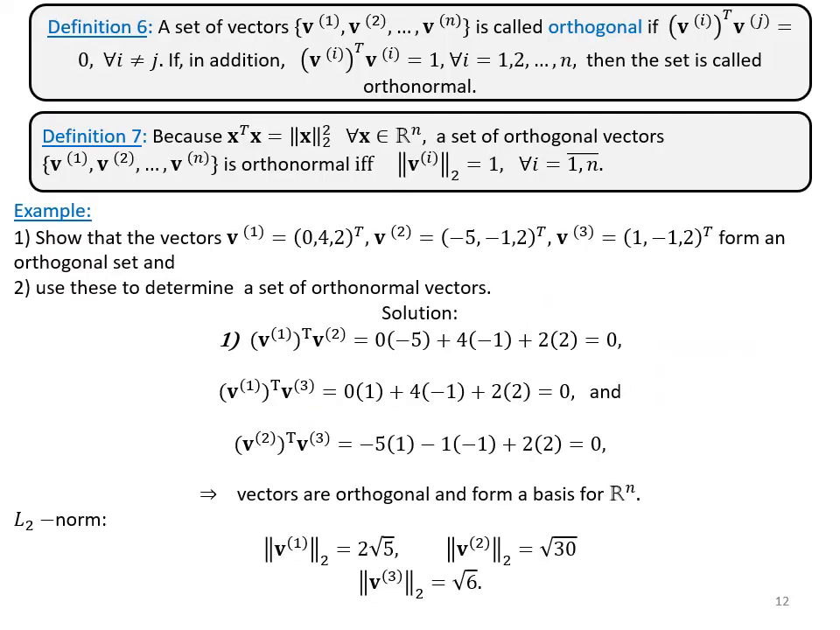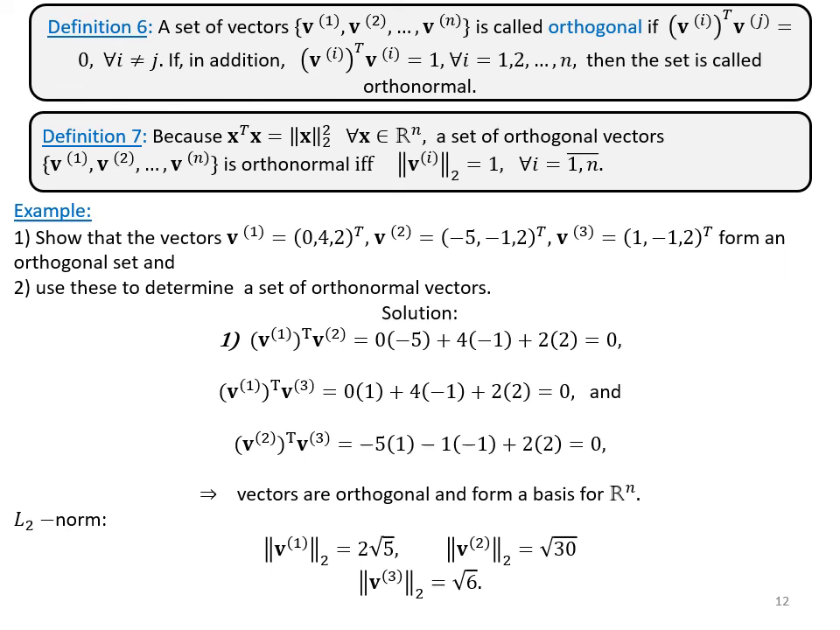Another important definition is the following. A set of vectors v1, v2, ..., vn is called orthogonal if the product of the transposed ith vector v and the jth vector v equals 0 for each i which doesn't equal j. If in addition the product of the transposed ith vector v and the ith vector v equals 1 for each i between 1 and n, then the set is called orthonormal. So, if we recall the definition of the L2 norm, then a set of orthogonal vectors v1, v2, ..., vn is orthonormal if and only if the L2 norm equals 1 for each i between 1 and n.